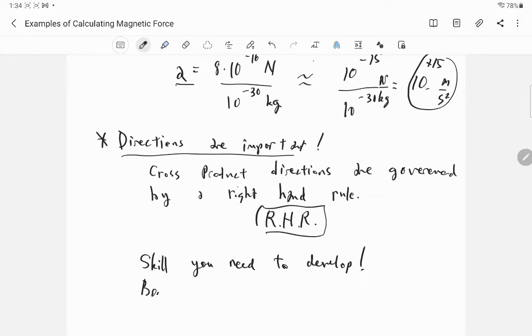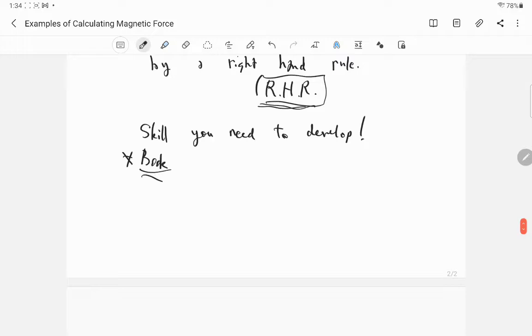Right? Any book that describes magnetism and magnetic force with vectors is going to show you very carefully how to use a right-hand rule. I can't draw well enough, and I'm not videoing my hand to show you doing the right-hand rule. But it is a skill that you need to develop, and you can learn this on your own, but you have to go look in a book, right? You have to learn this on your own.